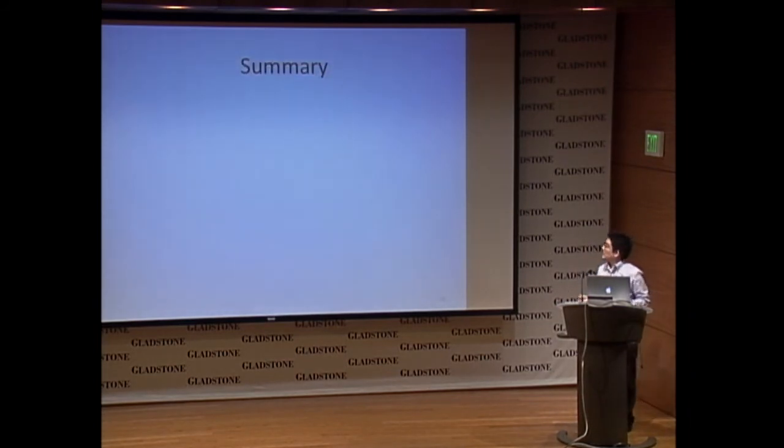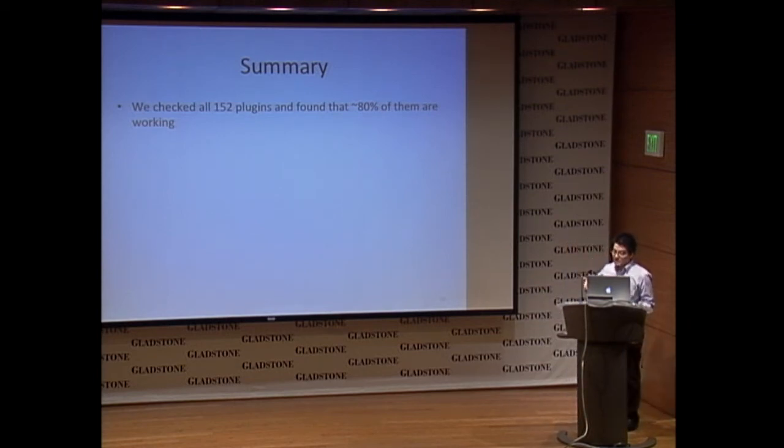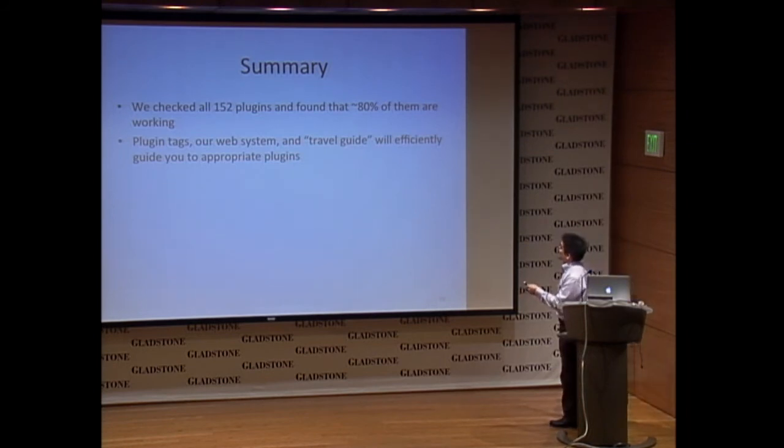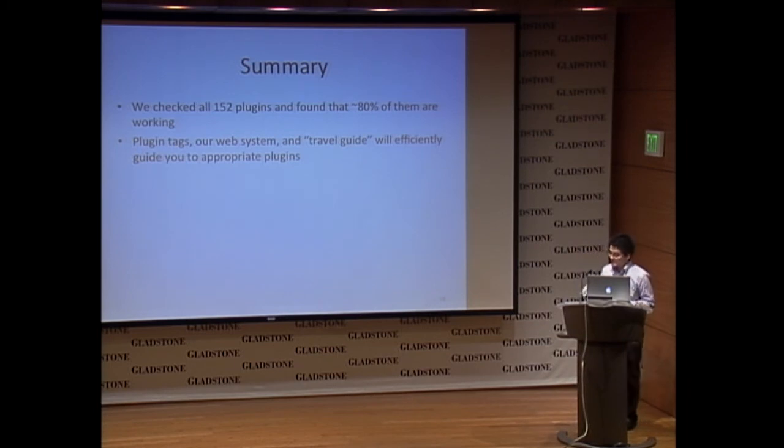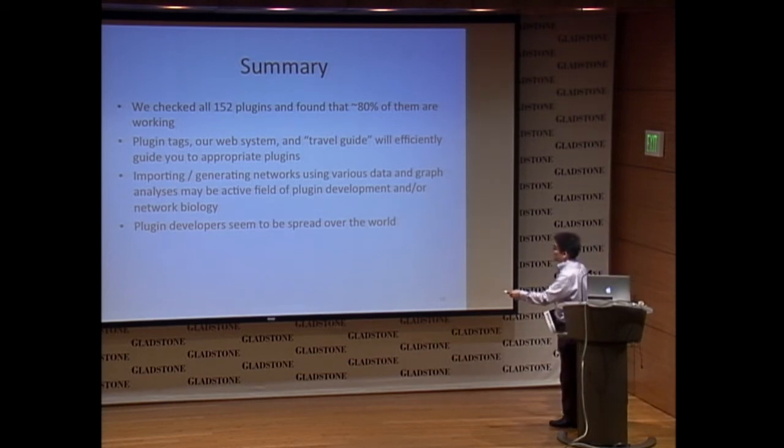So, just a summary. We checked all 152 plugins and found that 80% of them are working. And this number is a little bit higher now because the problem is currently solved. Plugin tags, our system, and the travel guide will efficiently guide you to appropriate plugins, and that is what this travel guide is for. And importing genetic networks using various data and graph analysis will be the active fields of plugin development in network biology. And plugin developers seem to be spread over the world.